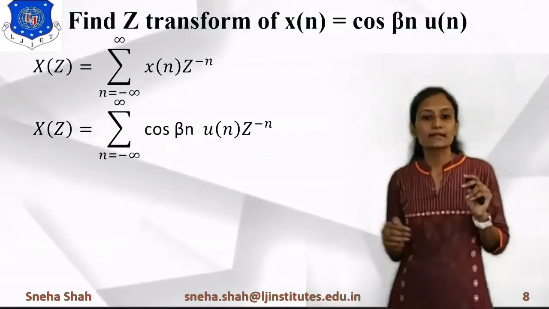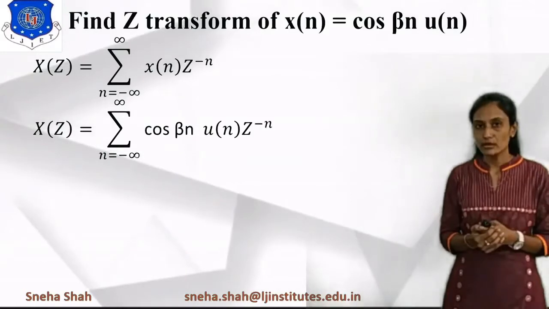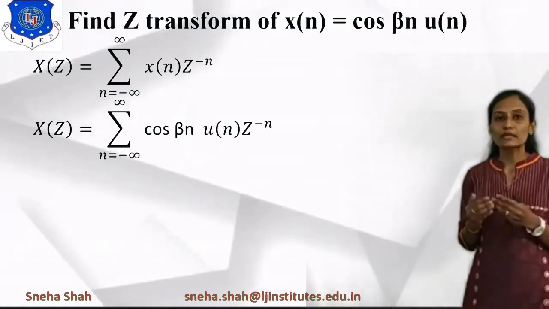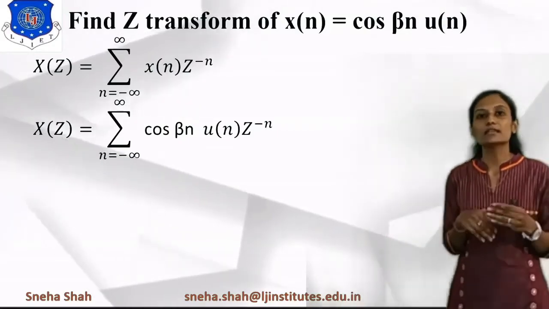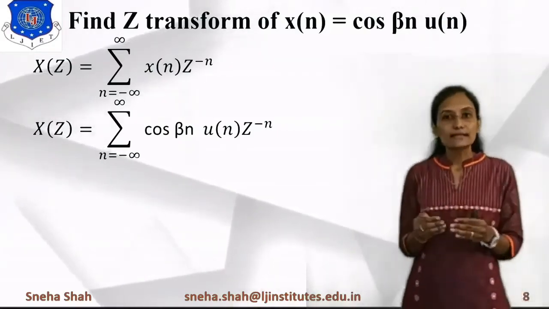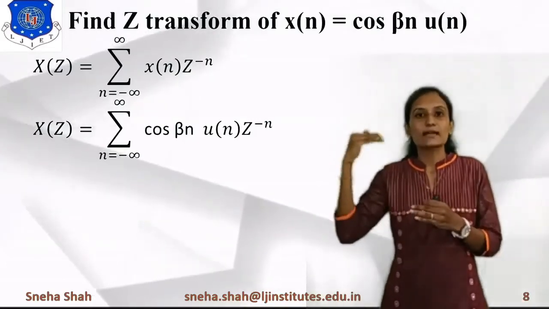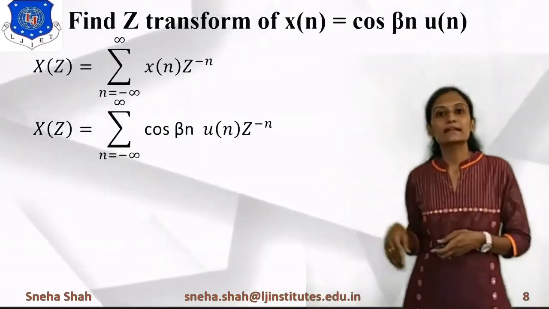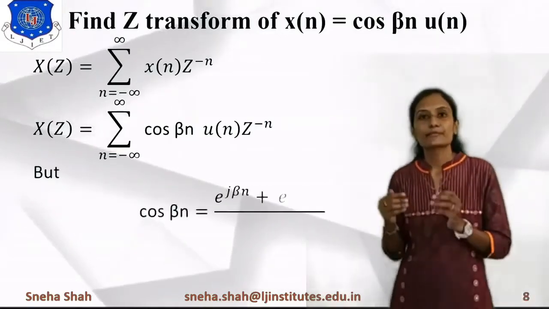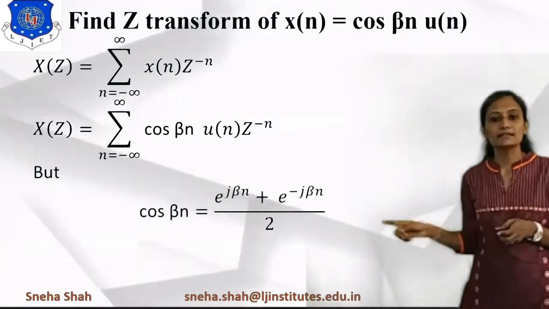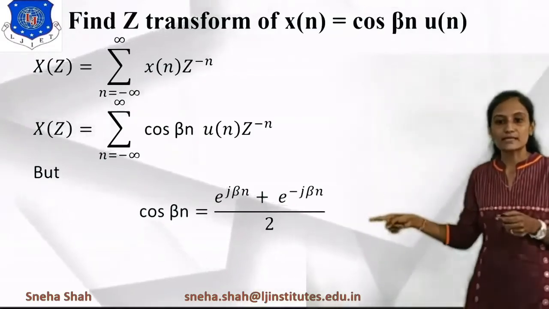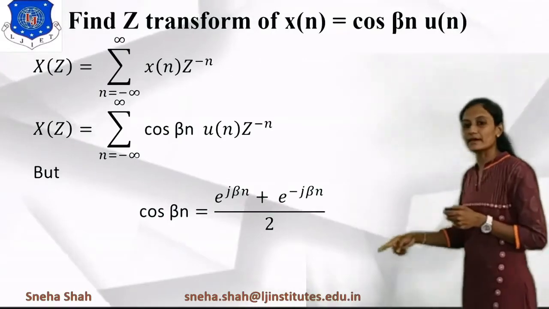And the second thing is, in this cos beta n is given to you. So we can't directly find the transform for this. So we will convert it in terms of e raised to something. So what is the value of cos theta? Cos theta equals e raised to j theta plus e raised to minus j theta divided by 2. So by using this formula, we can put the value of cos beta n in this form: cos beta n equals e raised to j beta n plus e raised to minus j beta n divided by 2.